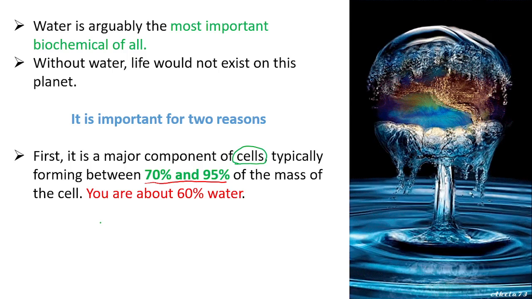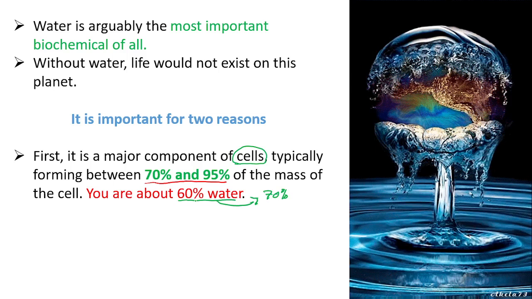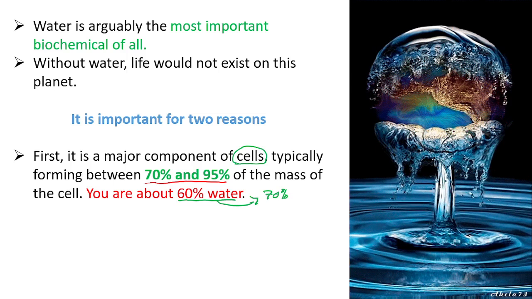Of water. Another thing that you need to understand is that this content between 70 to 95% is the amount of water which you need to expect in a cell. But for a human being, you need to have an average of 60% of water. Sometimes in some books, they normally use 70%. Some books will say 60%, and some books will simply say 70%. So it's very important for you to take note. So this is the first reason why water is important.